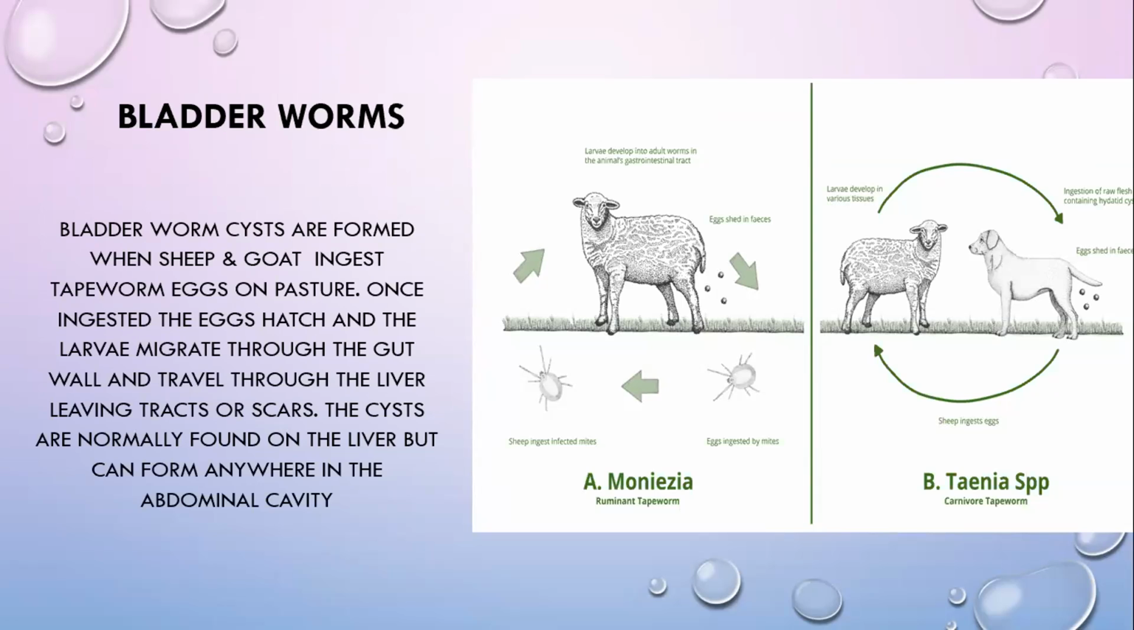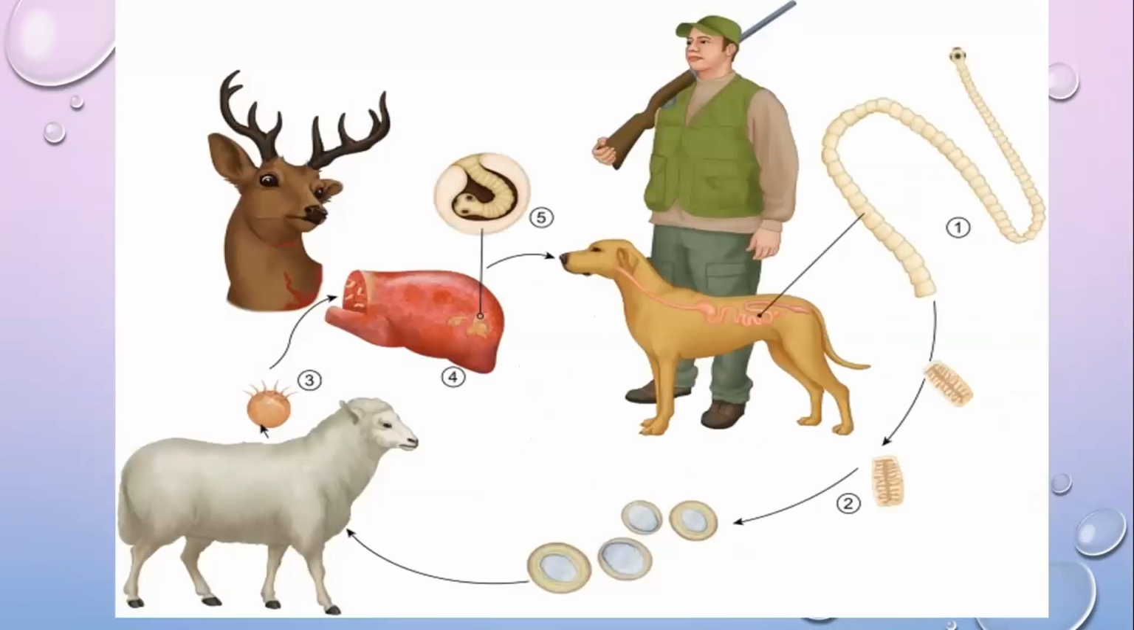So the bladder worm cysts are the infective stages, and sheep and goat acquire the infection when they ingest the canine tapeworm eggs on pasture. Once they ingest the eggs and the eggs hatch in the body, the larva that comes out of the egg, the oncosphere, migrates through the gut wall and travels through the liver or other organs, and they form a cyst-like structure. This is the life cycle.